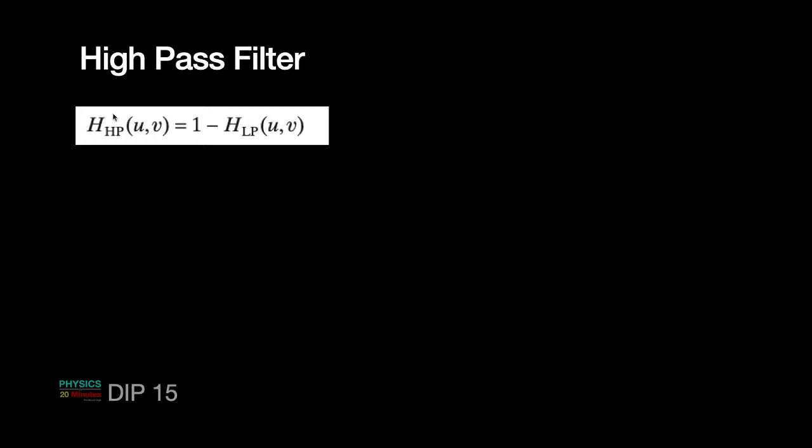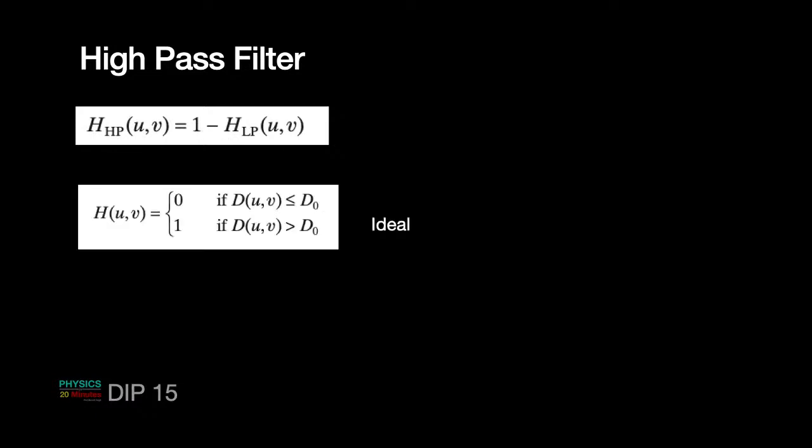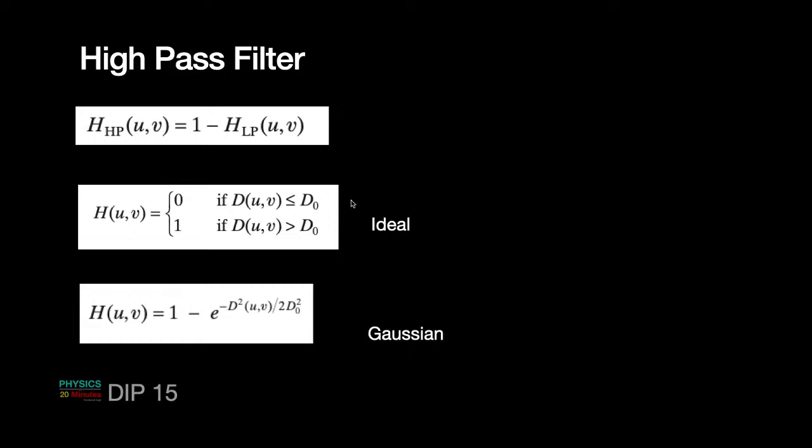All high pass filters are 1 minus low pass filter. So an ideal high pass filter is 1 minus the ideal low pass filter. So 1 minus 1 will give you 0, 1 minus 0 will give you 1. So all the frequencies up to distance D0 are stopped, and the rest are passed. This is an ideal high pass filter. A Gaussian high pass filter would look like this one. Remember, this was the low pass Gaussian. 1 minus low pass will give you high pass.